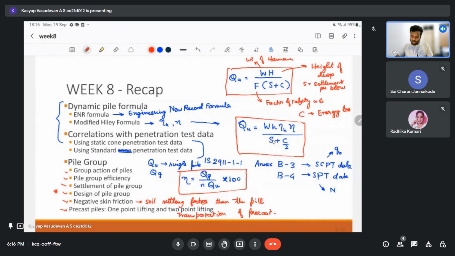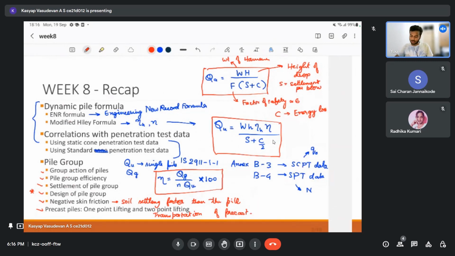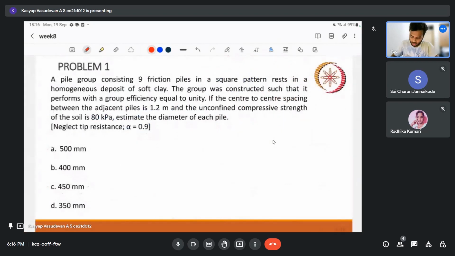So let's jump on to our questions first. We have a few simple questions this time, so we'll solve them fast. Question one deals with friction. We have 9 friction piles in a square pattern. It rests on soft clay.